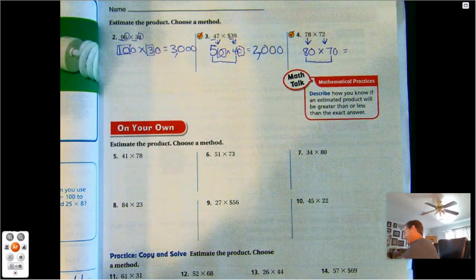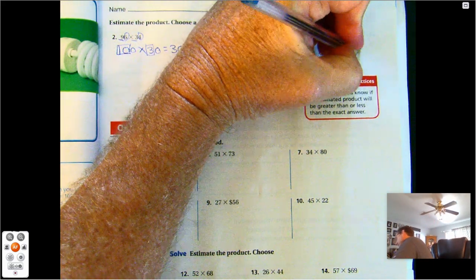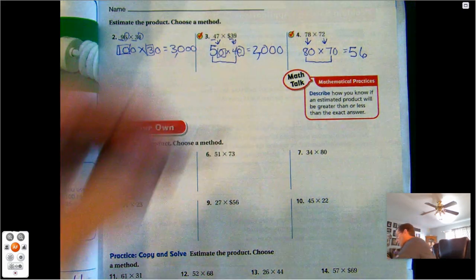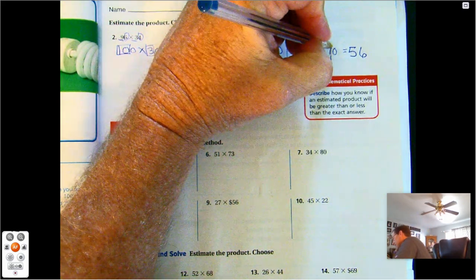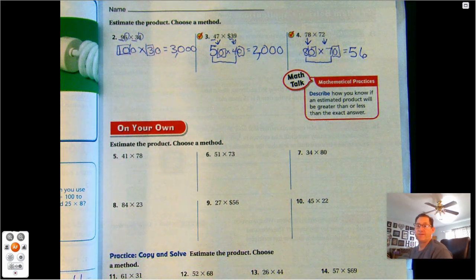So 56. But I'm not done because that was just the basic math fact. Both of my factors end in 0, so I'm going to put the same number of zeros in my answer, 5,600.